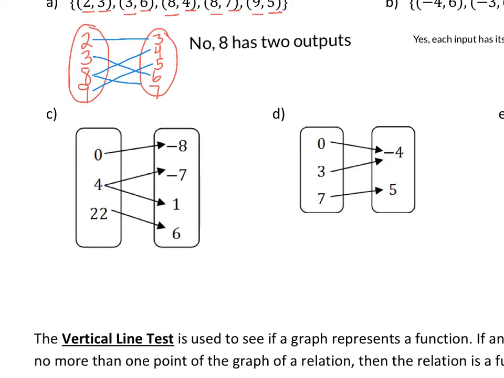Letter C, we have a mapping. So again, each element in your domain can only go to one element in the range. And if you take a look over here, we have the 4, which is going to two different places. So again, this is not a function. It is not a function because 4 has two outputs. Let's jot that down. Go ahead and do D and E on your own.